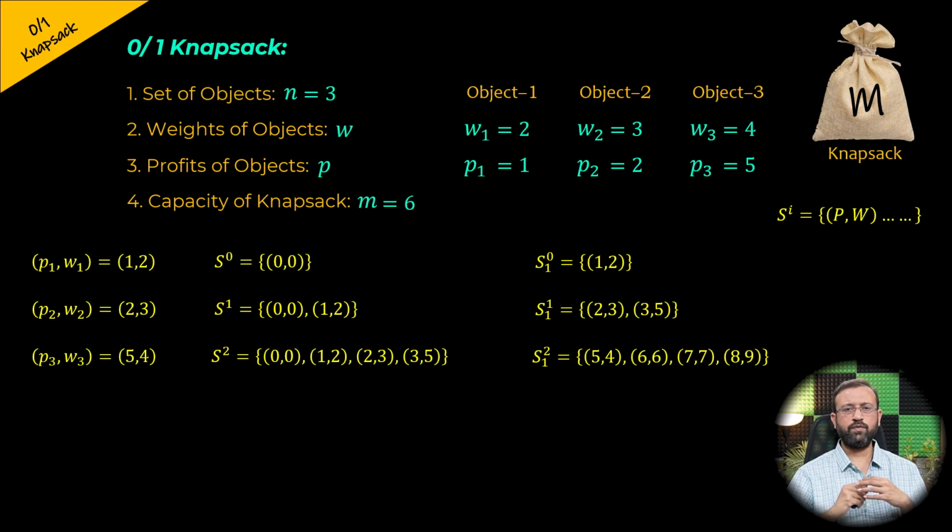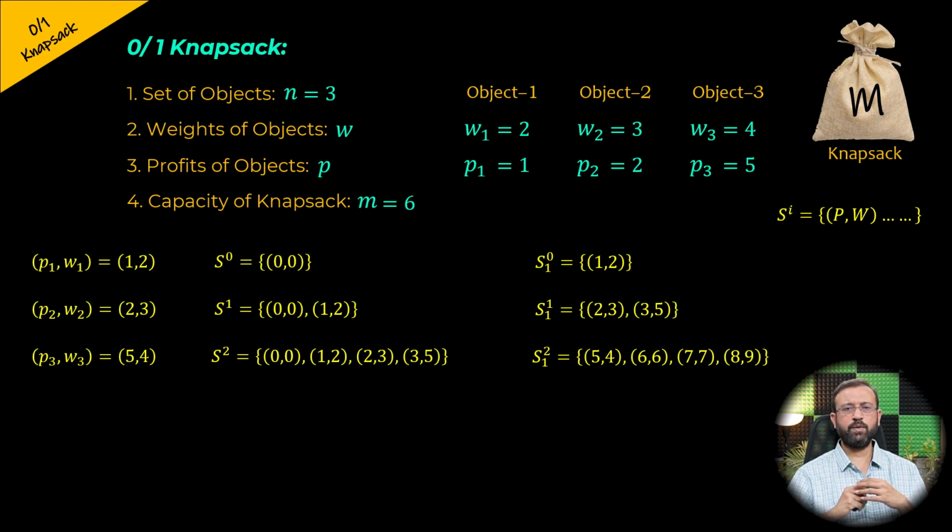So the first pair of set S21 will be 5 comma 4 plus 0 comma 0, which is 5 plus 0 is 5 and 4 plus 0 is 4. So the first pair is 5 comma 4. Then the next pair of the set S21 will be 5 comma 4 plus 1 comma 2, which is 5 plus 1 is 6 and 4 plus 2 is also 6. So the second pair is 6 comma 6.